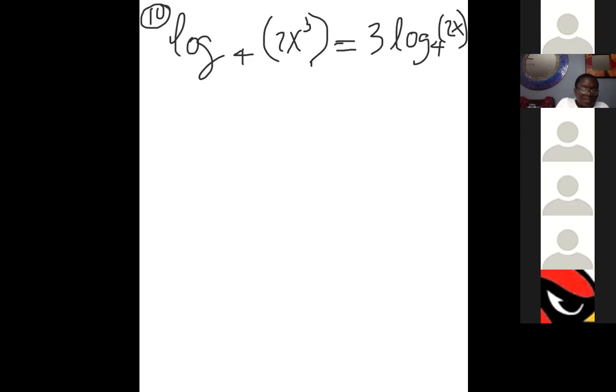What do you guys think? Is log base 4 of 2x to the third equal to 3 times log base 4 of 2x? True or false? Are these two statements here equivalent to each other? What do you guys think? Come on, guys, speak to me.